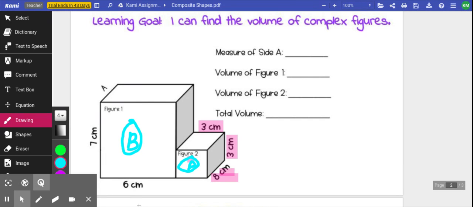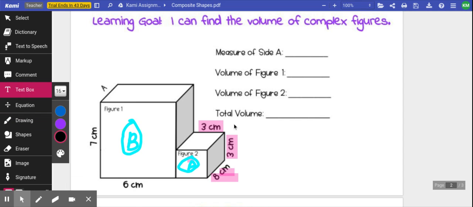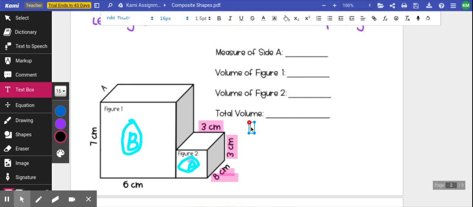All right, so now let's check to see if you're correct. We'll go ahead and write down our formula for volume, and we'll label this for shape A. Volume is equal to length times width times height. And we'll write in what the length is. The length is 3 centimeters, the width is 8 centimeters, and the height is 3 centimeters. So we'll go ahead and calculate. Okay, we know 3 times 8 is 24.